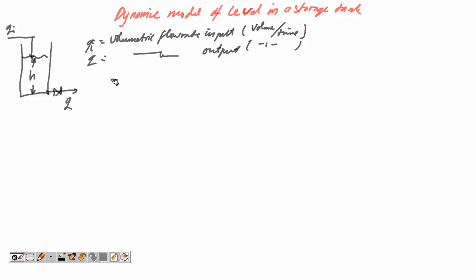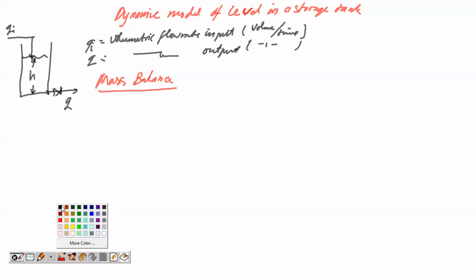So how do we get the differential equation for the dynamic model of this system? We can apply the mass balance here. So the mass balance is: accumulation is equal to input minus output. Mass accumulation is equal to mass input minus mass output.